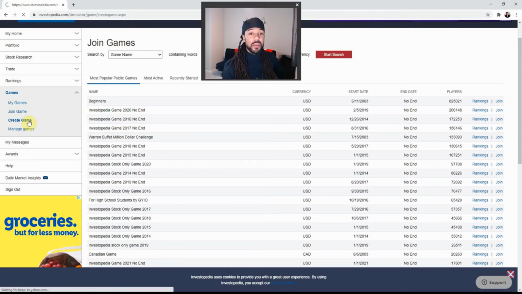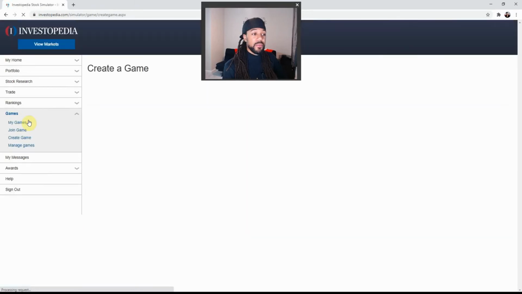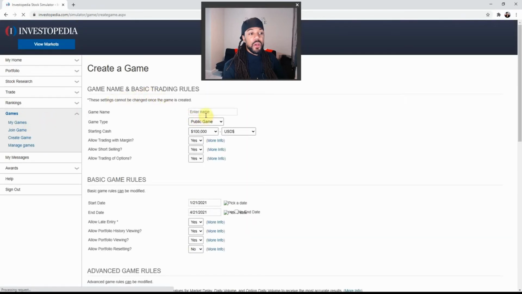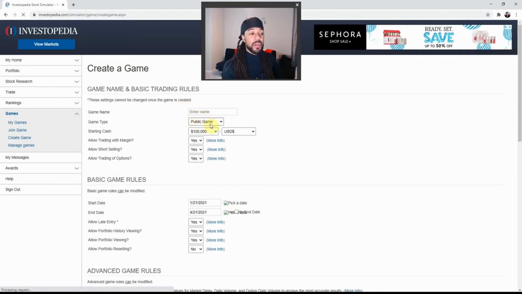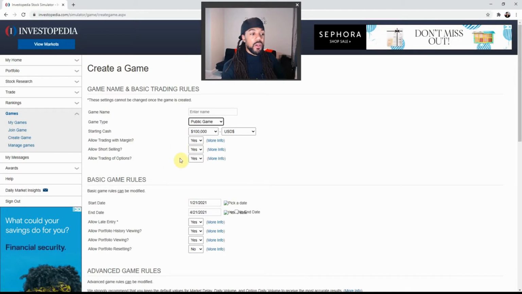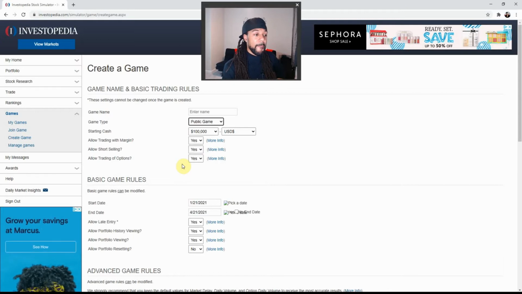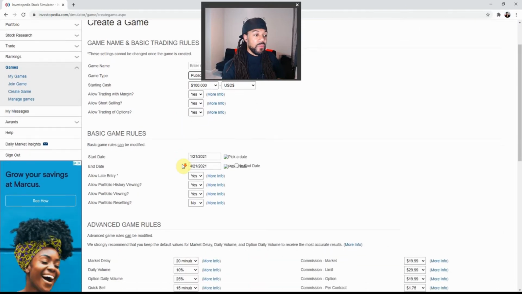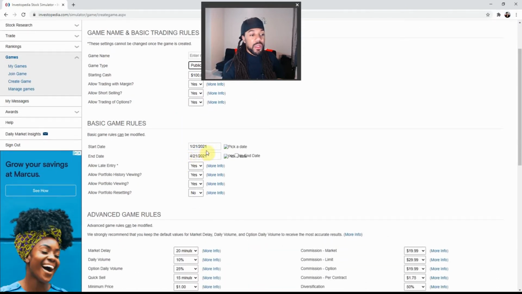So that's when you hit Join Games. Now when you hit Create a Game, you can enter your game name. You can make it public or private. Then you can set how much you want everyone to start off with. Are you going to allow trading on margin? Are you going to allow short trading? Are you going to allow option trading? And you can set the time frame, like if I wanted to start today and end in 3 months, or if I wanted to go throughout the whole year.